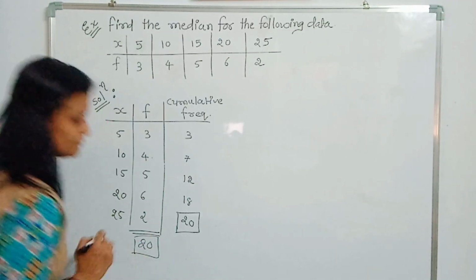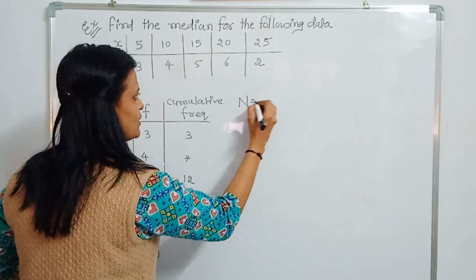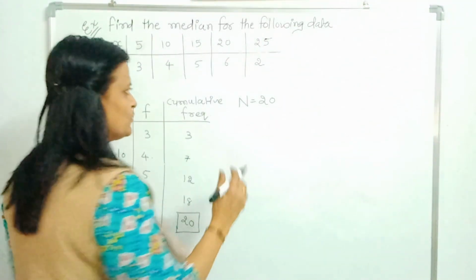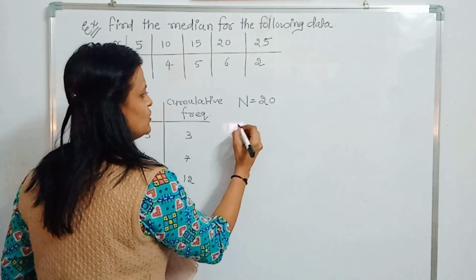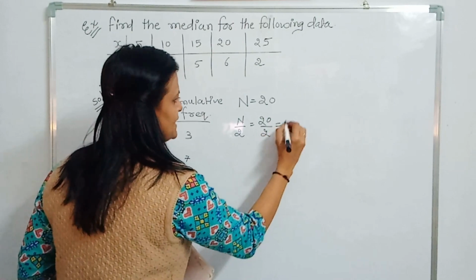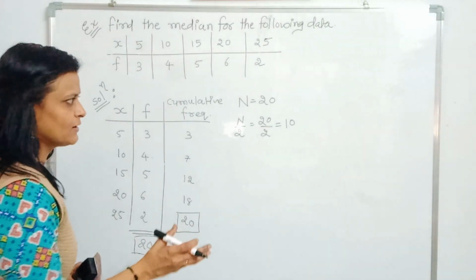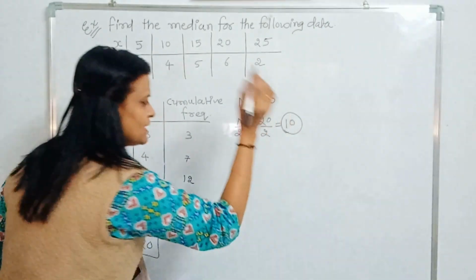Now, we will represent this 20 as n, the total number of data, that is 20. Now, to find the median, we will divide this n by 2. So n by 2 will get 10. Now you have to check in the third column where this frequency can be found.